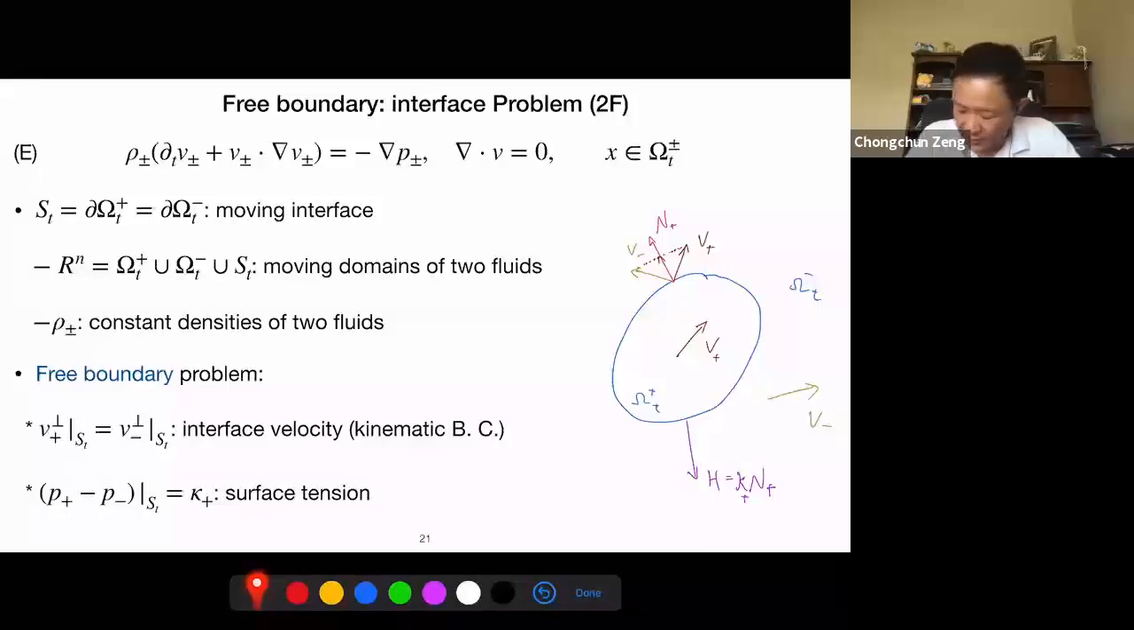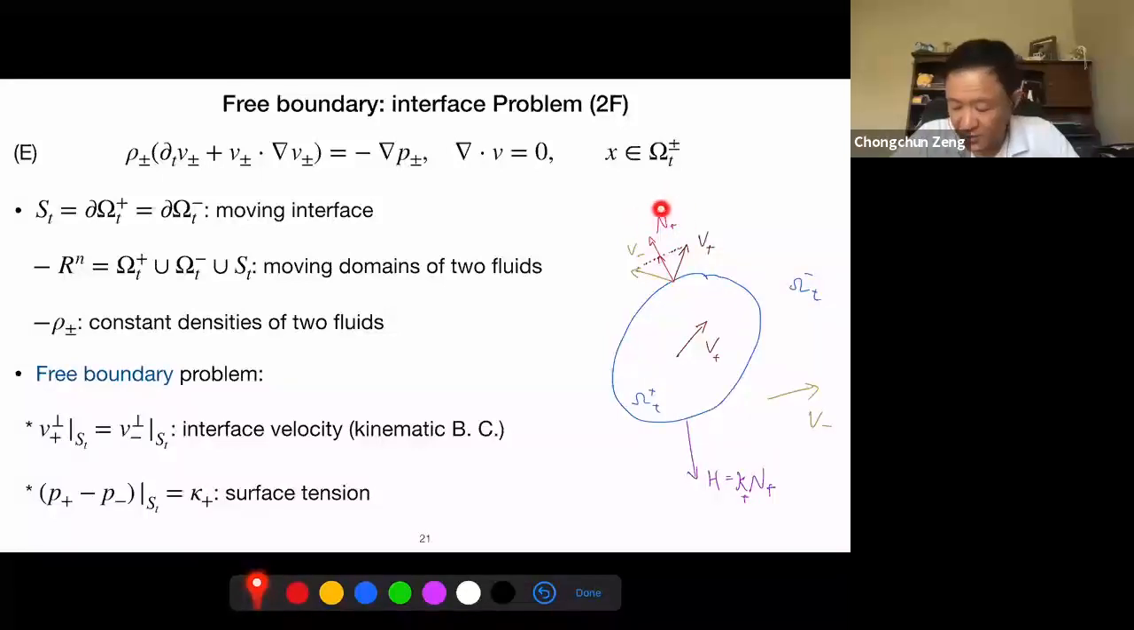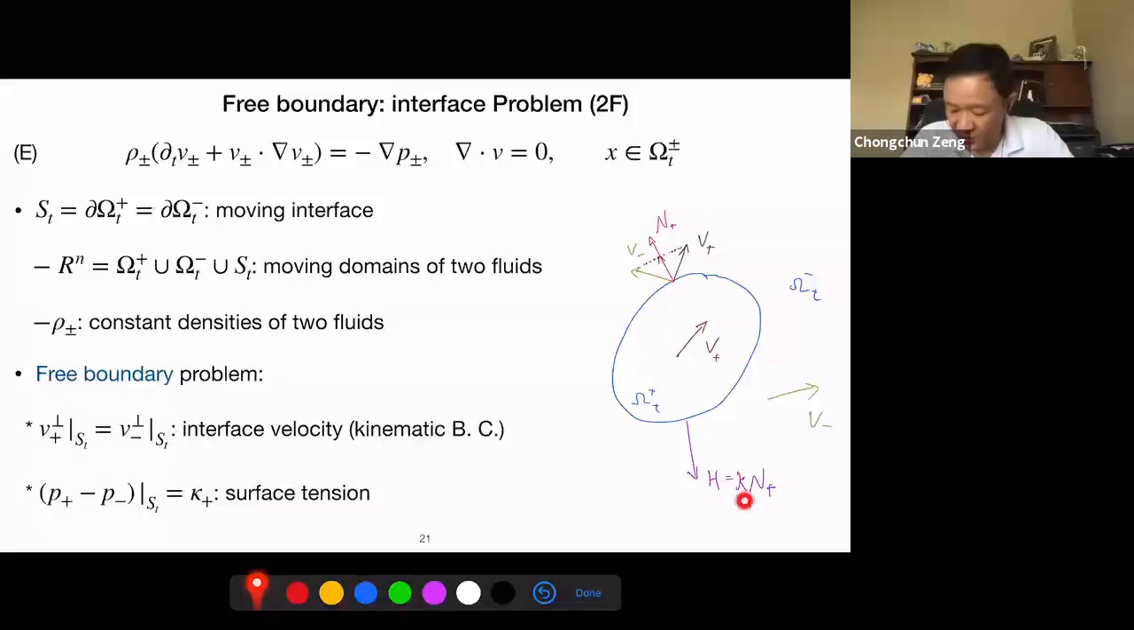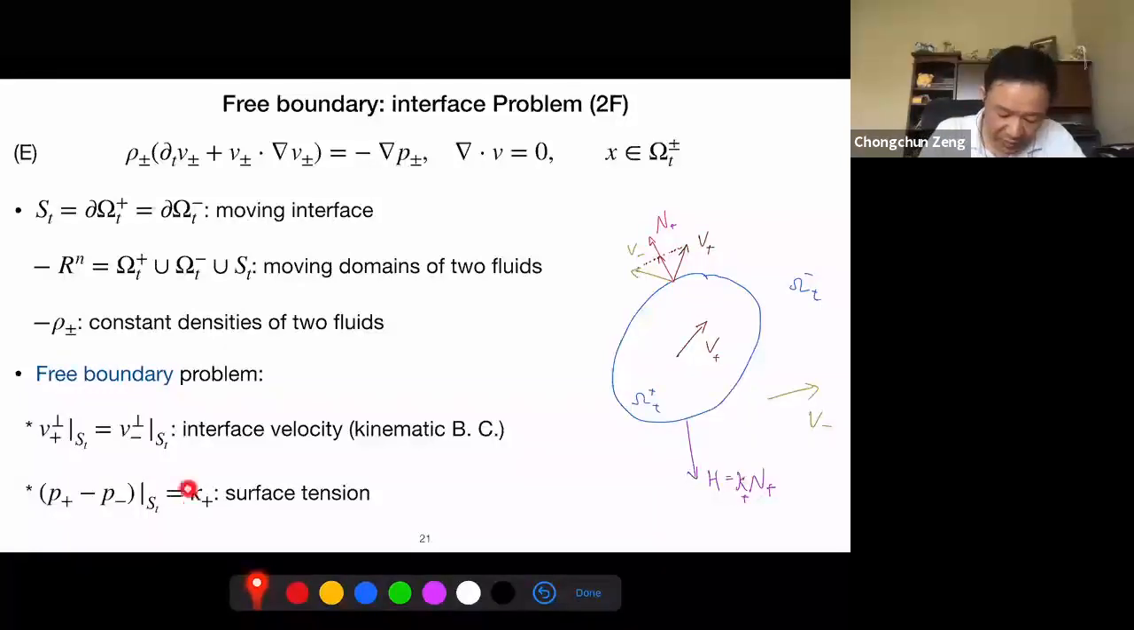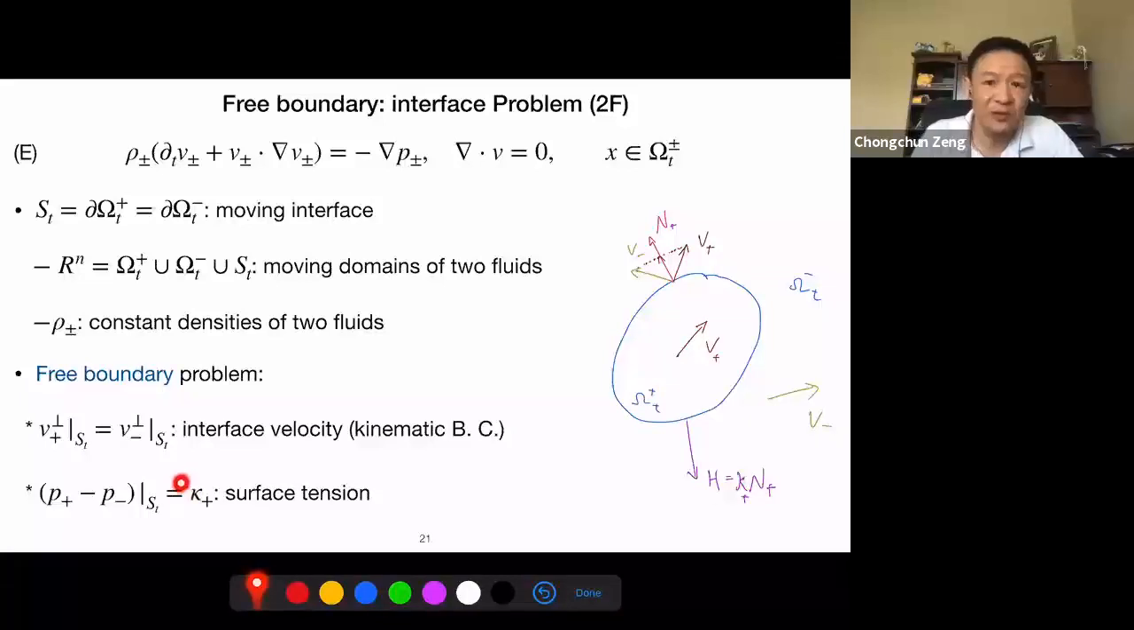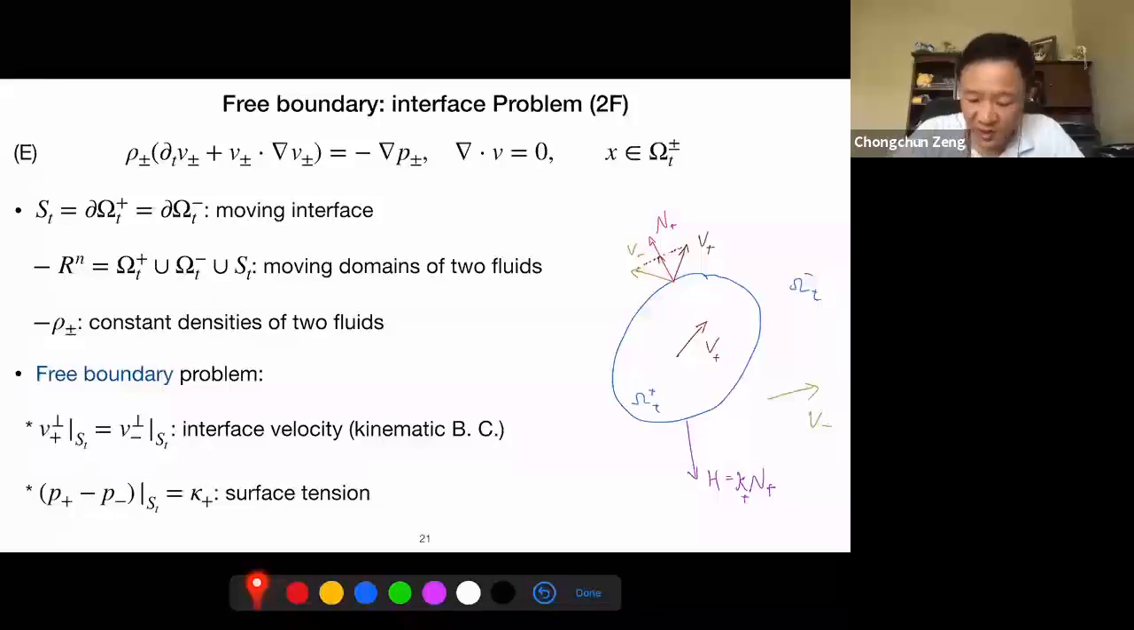Here, the mean curvature is a vector, but you can take the normal vector of the plus domain or the normal vector of the minus domain. So kappa plus is the dot product of the mean curvature with the outward normal vector of the plus domain, but n plus and n minus differ just by a minus sign. So here we took the proportionality to be 1 because it has to be there. Without surface tension, the problem is ill-posed due to the Helmholtz instability.